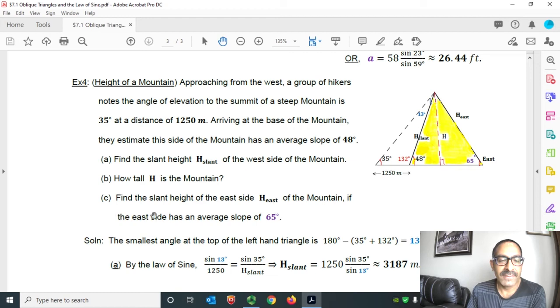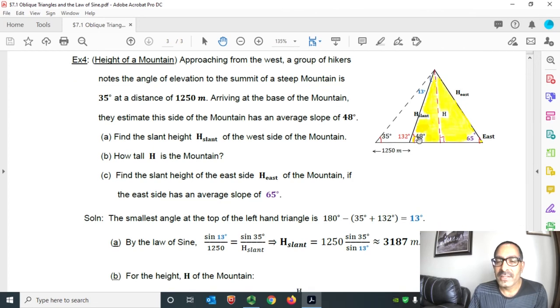Part C: find the slant height of the east side of the mountain if the east side has an average slope of 65 degrees. And what is the height of this east side of the mountain if this angle is 65 degrees? I hope the question makes sense to you all. So now let's begin the solutions.